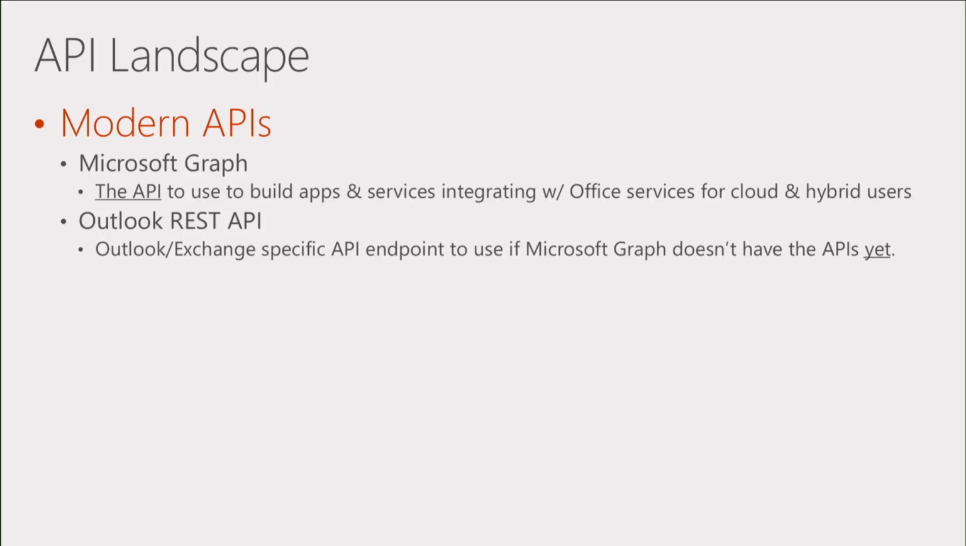Microsoft Graph is a thin layer over specific workload endpoints. SharePoint's got one, Azure Active Directory has got one, Exchange Online has got one, which is called the Outlook REST API. There are some cases where you may end up accessing the Outlook REST API directly. And I'll go through when you would end up doing that and how you pick.